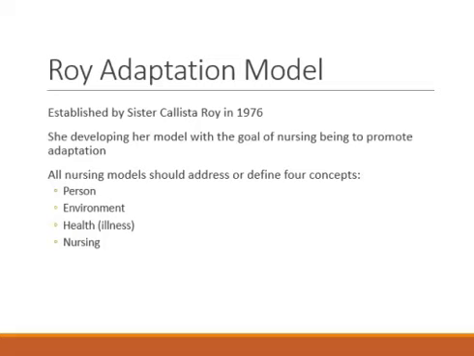The nursing models should address or define 4 different concepts. So it's person, environment, health, and nursing. And we're going to talk more about those right now. So a person or the client is considered the central element of the model. So it has both input and output. And because the client is constantly being affected by stimuli, adaptation is a continual process.